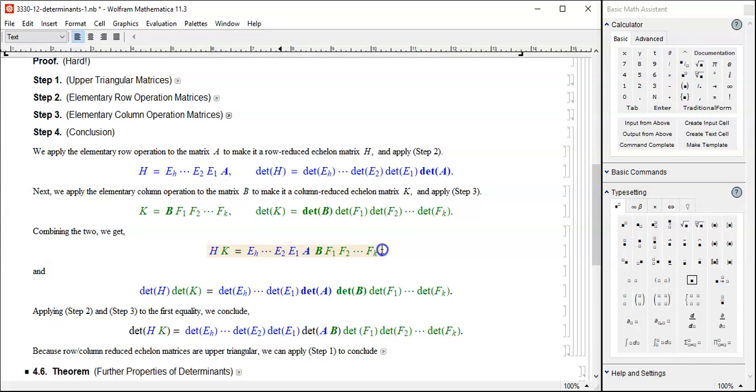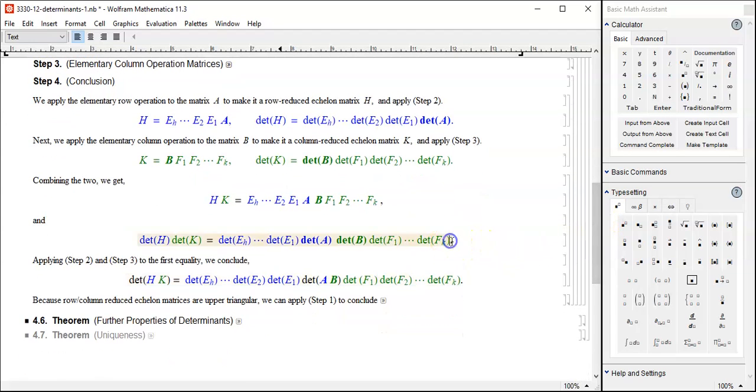Almost. Here, which came from this times that, let us take the determinant. The determinant of this H times K is equal to the determinant of this, but then again we can use step 2 and step 3. These are elementary row operation matrices, so multiplicative. These are elementary column operation matrices, so those are multiplicative too. So we have this bunch of determinants here and there. So we use step 2 and step 3 again.